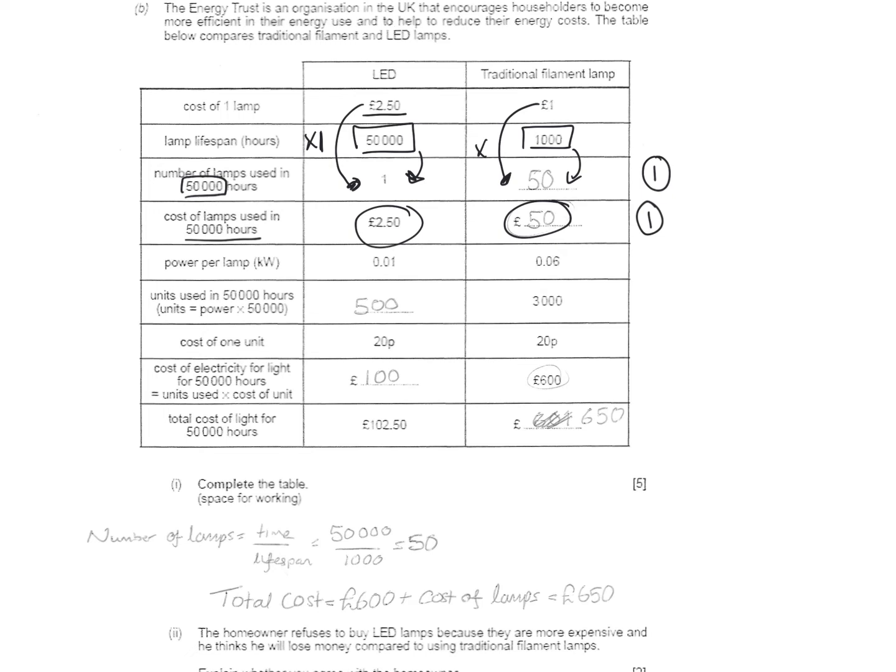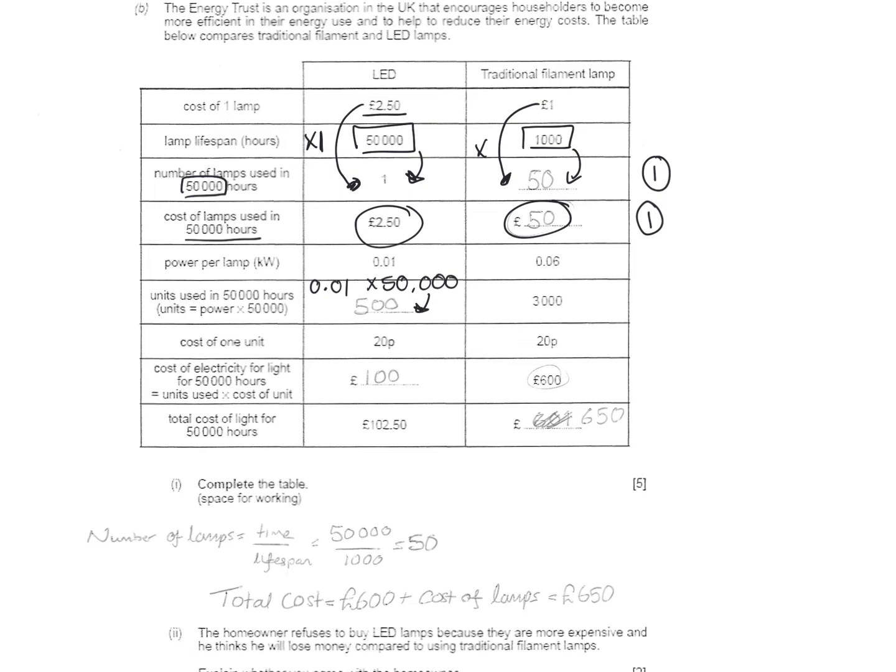Okay, units used, they give you the information here. So units equals power times by 50,000. Okay, so the units used is 0.1. So you're going to do 0.1 times by 50,000. Put that in the calculator, you get 500.